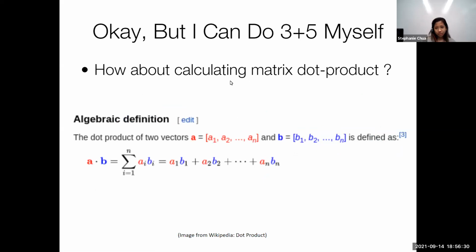Right. So x plus y is easy. Anyone can do 3 plus 5. Let's try and solve a more complicated example, which is calculating the matrix dot product. Here I just have a copy from Wikipedia. I hope you are all familiar with this from linear algebra. To calculate the dot product, you just calculate a_i times b_i, and sum them all up.